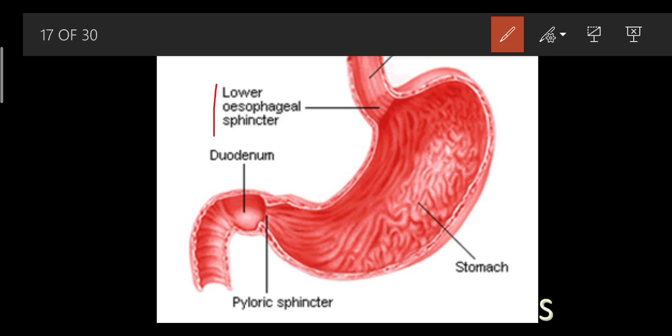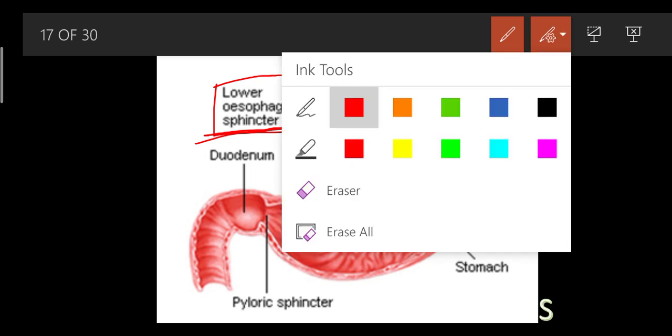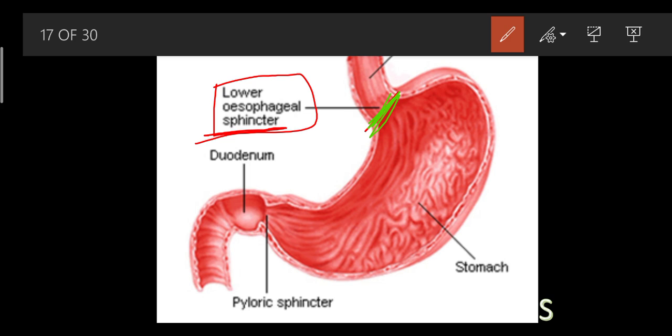See, there is one muscle which is called the sphincter muscle. What do you mean by sphincter muscle? Sphincter muscle means nothing but a flap kind of structure. Understand it like this, this is a flap kind of structure. This muscle always keeps on contracting and relaxing. Why is this muscle present at the end of the esophagus and the start of the stomach? Because it helps to prevent the backflow of the food.